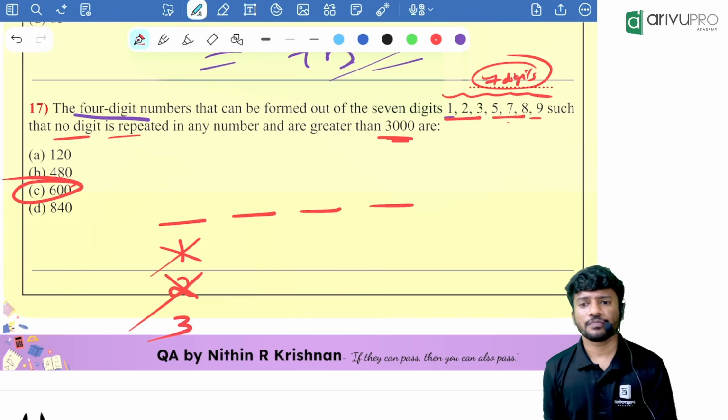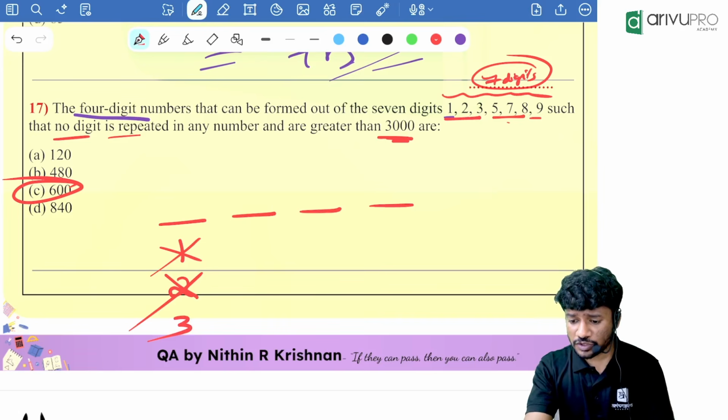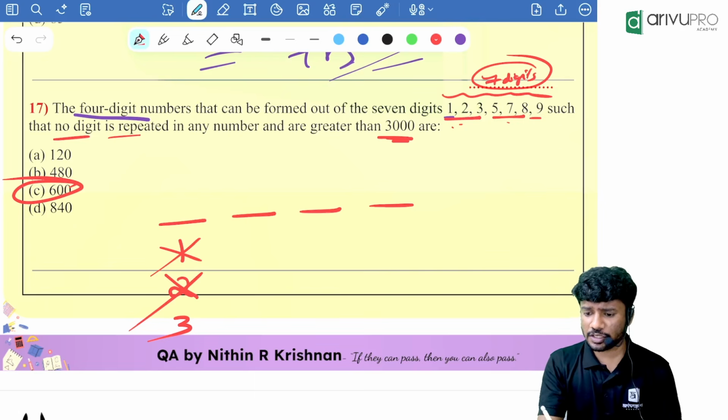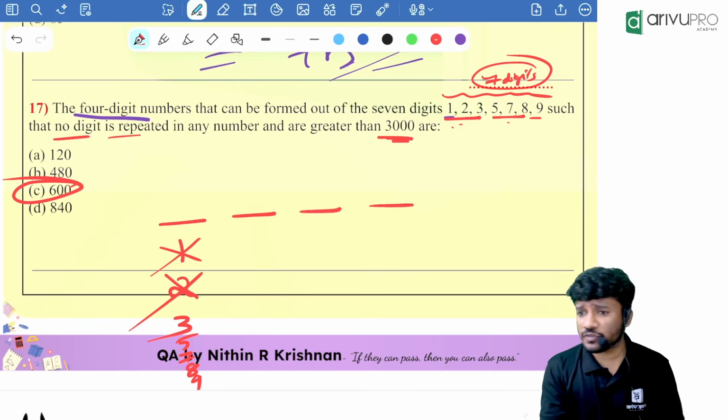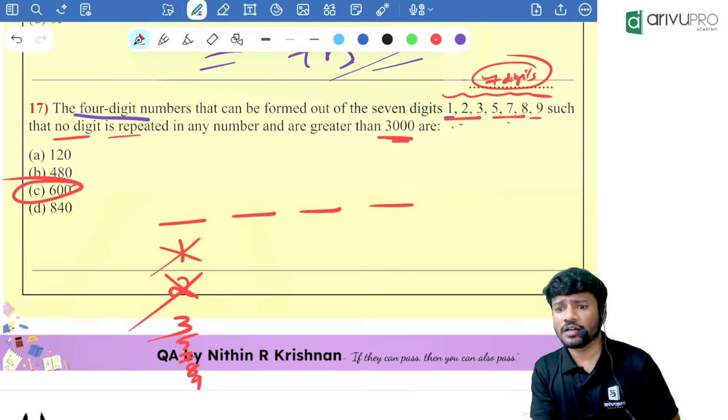Can 3 sit? Yes. Why? Whatever number starts now, it will be 3, 1, 2, 5 or something like that. So 3 can sit, then 5 can sit, 7 can sit, 8 can sit, 9 can sit. All these people can sit. So whatever number we start with, any of the numbers can sit in the first place.